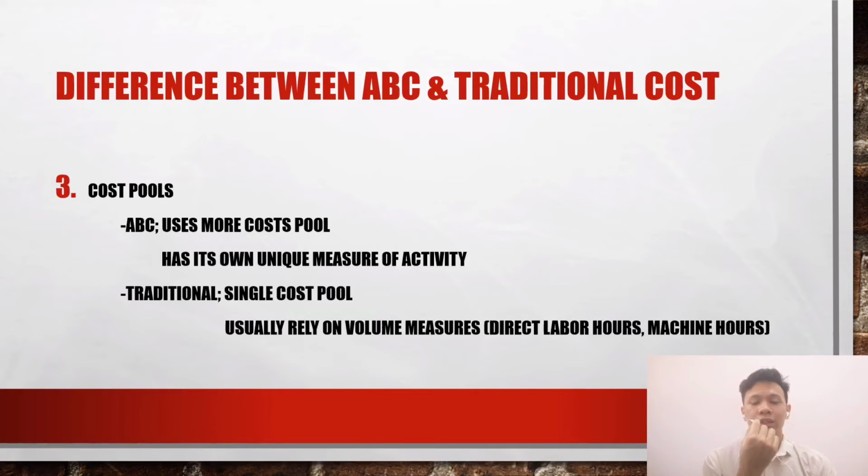Third one is cost pool. For the ABC method, they have more cost pools to use and also have their own unique measures of activity. This is because the total number of cost pools in ABC is more than one, and is also more likely to exceed the total number of departments in a company. The number of activities done in a single department is also a lot. Meanwhile, in traditional costing, they only have a single cost pool, and they usually rely on volume measures. Volume measures means, for example, direct labor hours and machine hours.